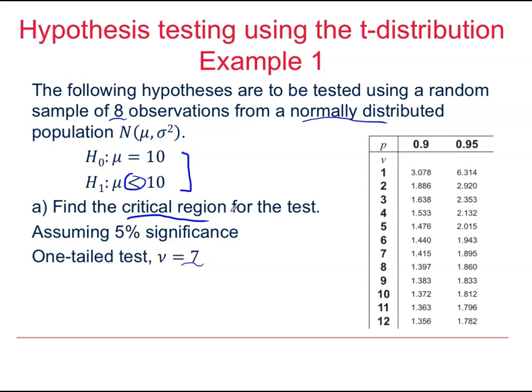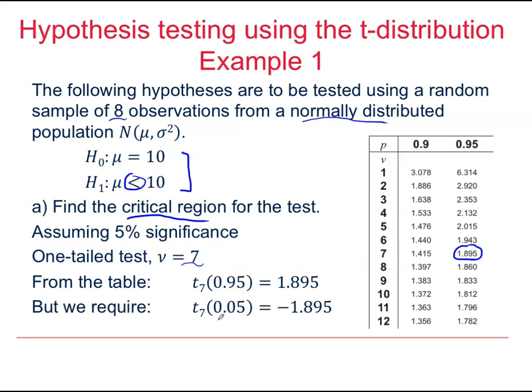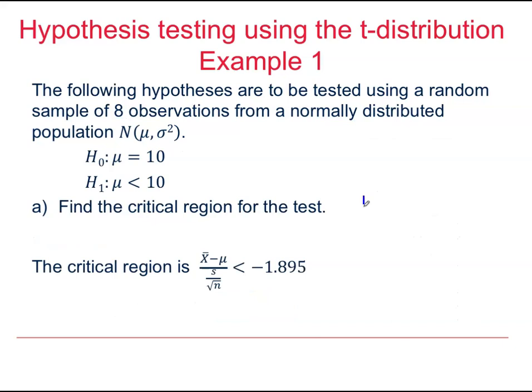Here is part of the AQA table. So looking at 7 and looking at 0.95, we see this value here, 1.895. But we are dealing with the less than case, so actually what we require is T7 at the 0.05 cumulative probability level, which will be equivalent to a value in the table of minus 1.895. From the table, we derived the critical value for the less than case and the 5% level of significance of minus 1.895.